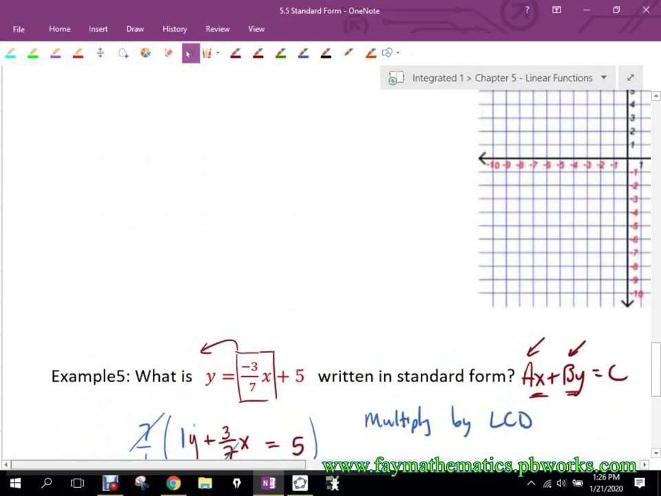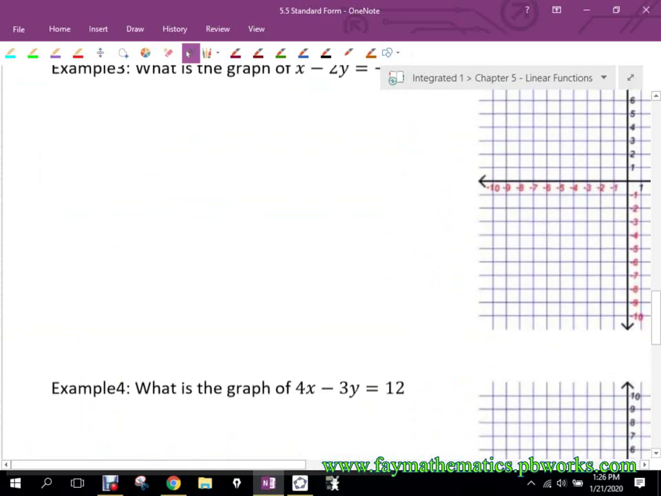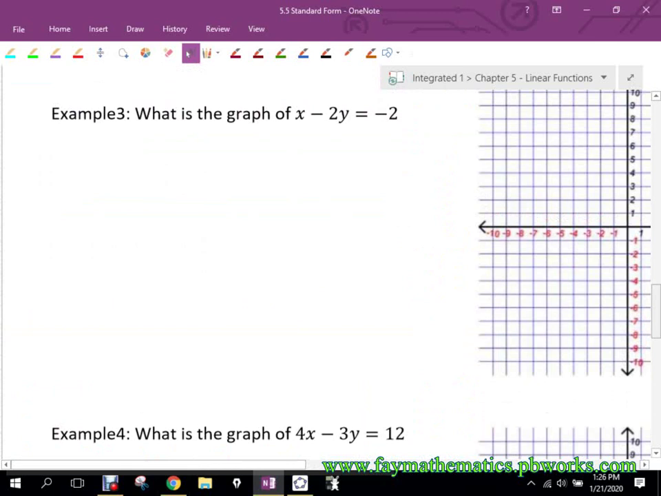What about, let's do this one. Let's just solve for the ordered pairs here, for the x and y intercepts. So if x is 0, figure out what y is. When y is 0, figure out what x is. So if x is 0, that goes away, right? So what would y be? Divide by -2, right? -2 divided by -2.